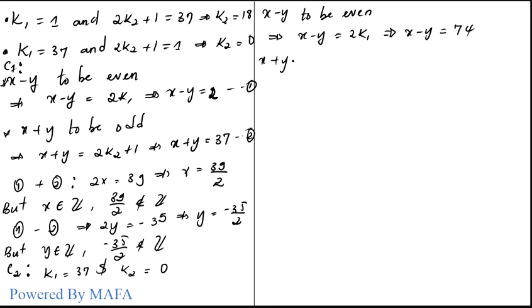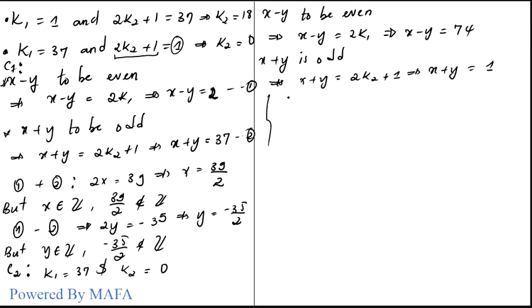Now x plus y is odd, meaning x plus y is 2k2 plus 1, but our 2k2 plus 1 is simply equal to 1, so x plus y is equal to 1. Okay, so solving the two equations simultaneously, let's say equation 1 and equation 2, 74 and x plus y is equal to 1. For sure the product will give you 74.